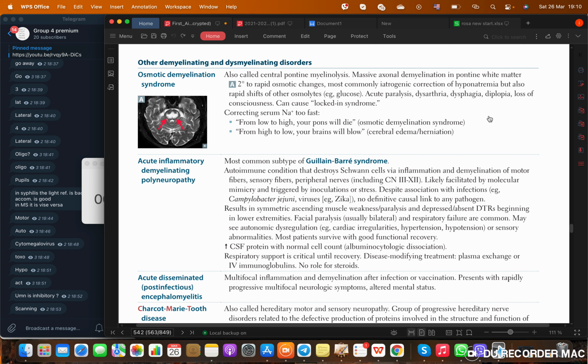Let's try to understand why. The paralysis is because of the affection of the corticospinal tract. Dysarthria, dysphagia, and diplopia are because of cranial nerve nuclei dysfunction, especially nucleus ambiguus, which is normally present inside of the pons. Dysfunction of this motor nucleus will lead to symptoms that we consider to be bulbar symptoms. Bulbar symptoms are dysphonia, dysarthria, dysphagia.